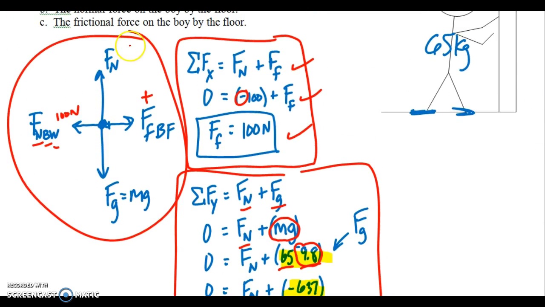So we could put that in here, 637 newtons up. This is 637 newtons down, and we have 100 newtons to the left and 100 newtons to the right.